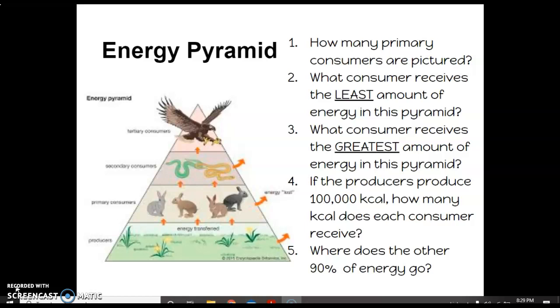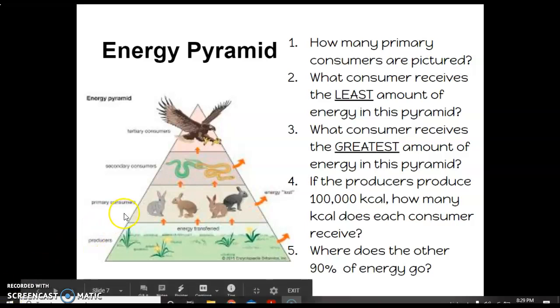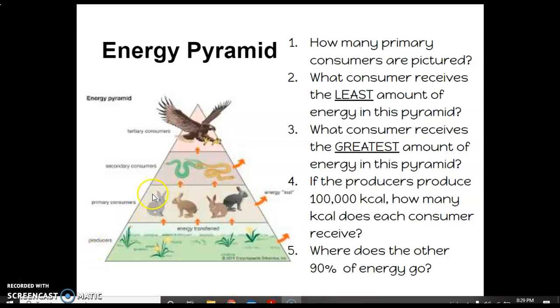Number 1 says, how many primary consumers are pictured? That's kind of easy because of the labels that we have right here. On your test, you probably won't have these labels to help you out. How many primary consumers are pictured? There's 1, 2, 3, and 4. 4 primary consumers. And the primary consumers are the ones closest to the actual producer, which is right here.